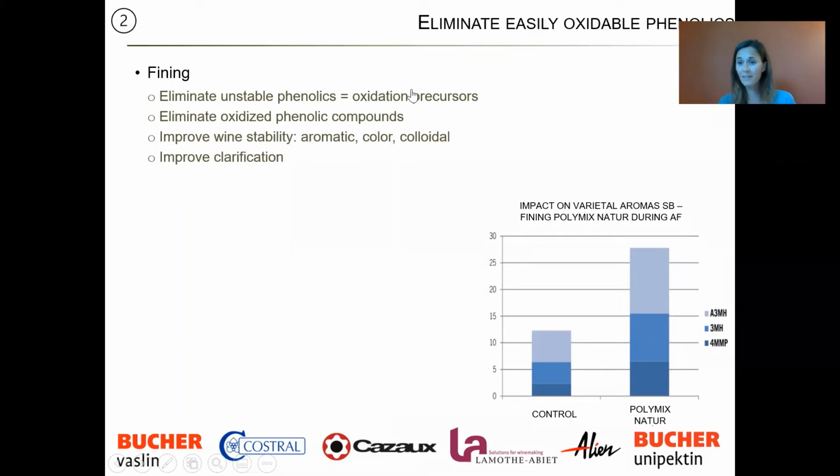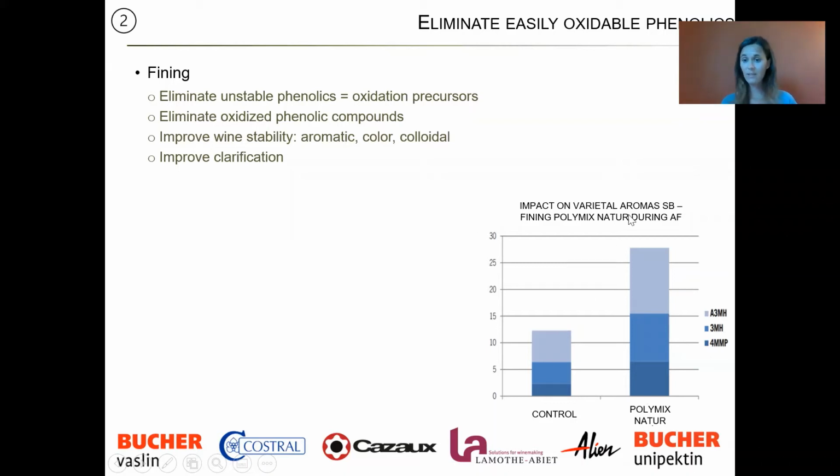Fining is actually a very interesting step that it's good to think in a preventive way. It's going to allow you to eliminate any unstable phenolics that would have become a quinone later, or also the quinones themselves, and we can remove them by using a fining. So this allows you to stabilize your wine regarding oxidation that could happen later down the road. You can eliminate any compounds that are already oxidized, and you obviously improve wine stability in terms of aromas, color, and colloidal, and improve clarification.